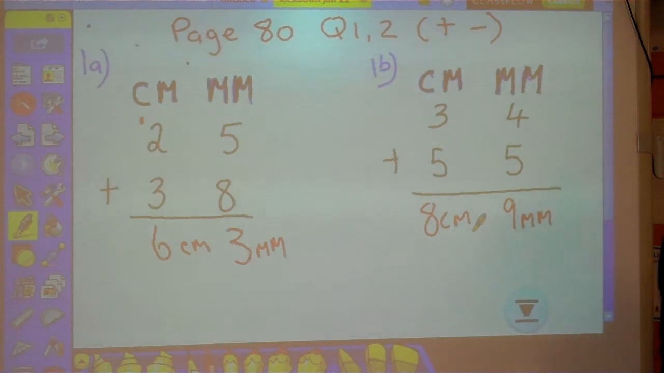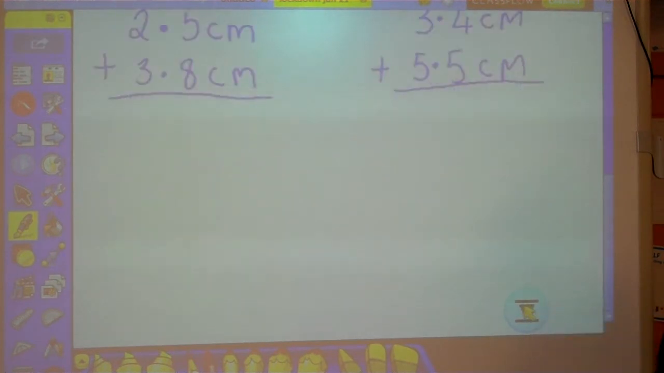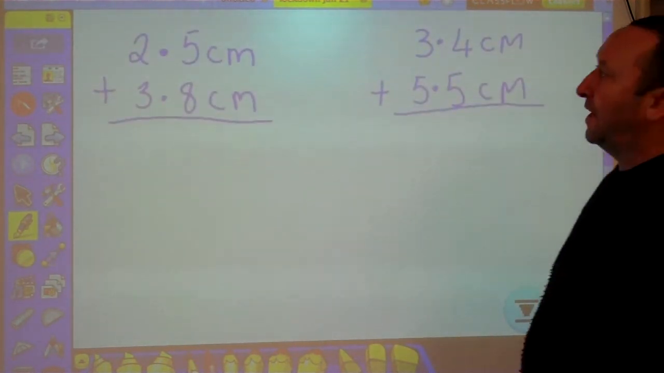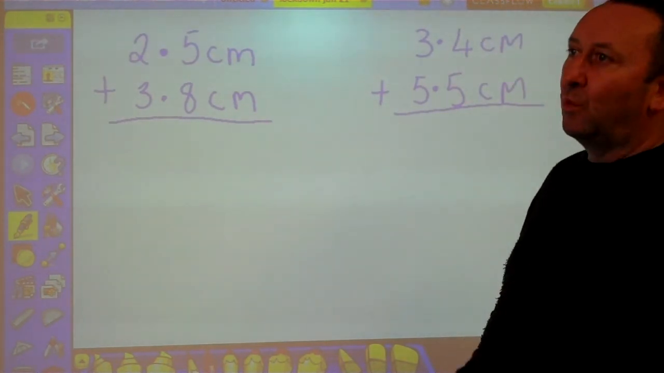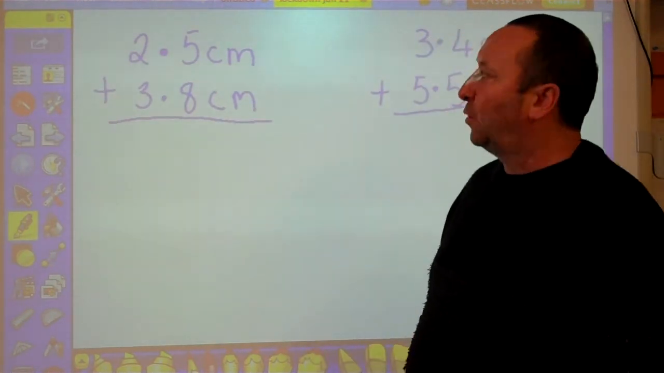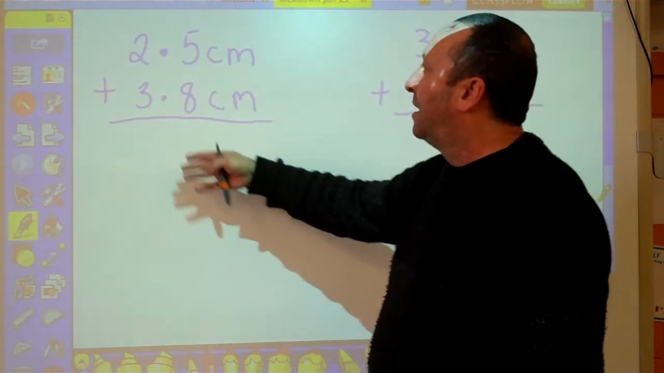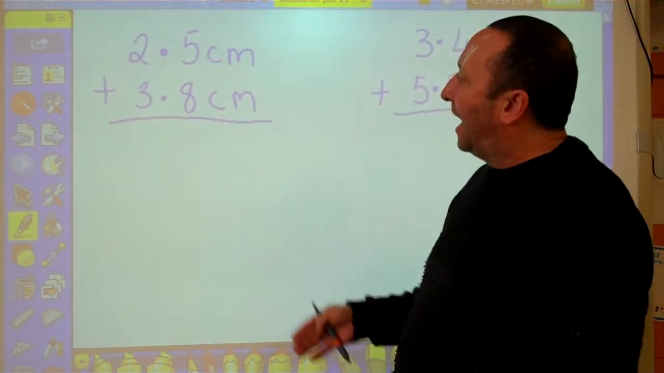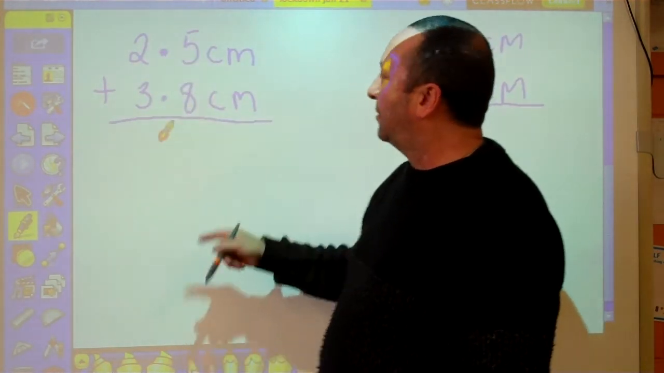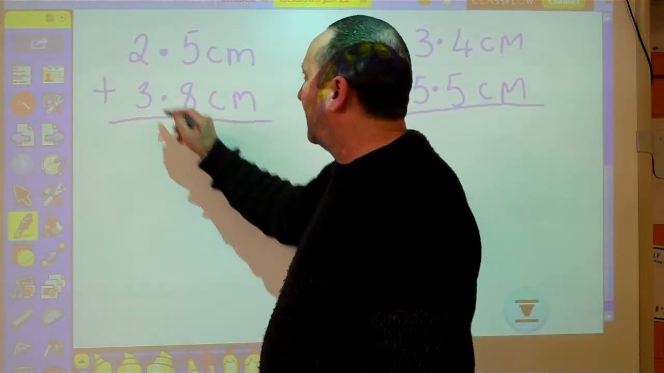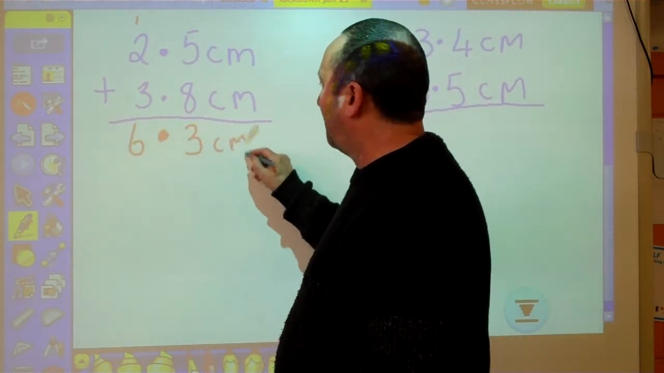But that is not how I would encourage you to do the sums. I would like you to do these sums using decimalization. So instead of saying 2 centimeters and 5 millimeters add 3 centimeters and 8 millimeters, I would want you to move the sum into the decimal world. So you keep the larger measurement from up above: 2.5 cm plus 3.8 cm. Remember I told you in decimalization, adding and subtracting, always keep the decimal point underneath. So you go 8 and 5 is 13, put down your 3, bring over your 1, 2 and 1 is 3, and 3 is 6. The answer is 6.3 cm.